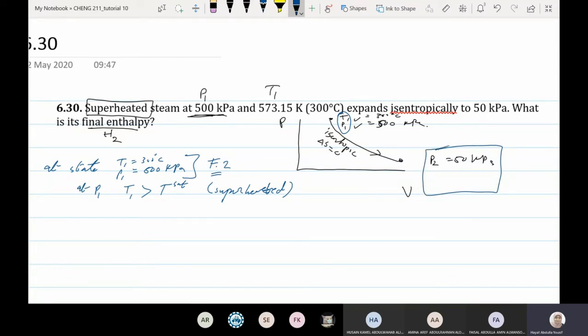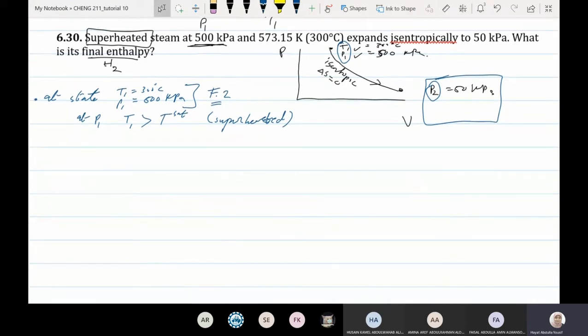Can I define the state here or not? I do have only one piece of information, which is P2. And here's the point, again, I will repeat: having only one property per state or per point is not enough. According to Gibbs phase rule, I have to have at least two properties. So at state number 1, it's fully defined.